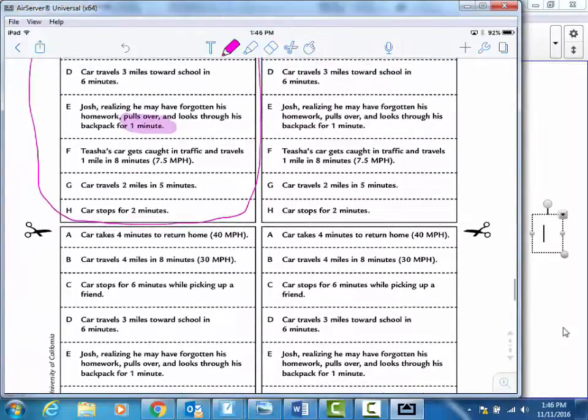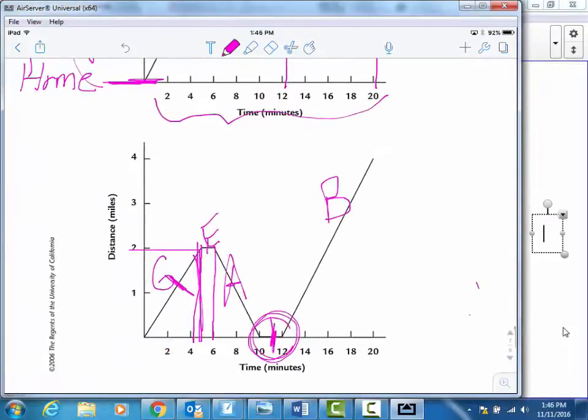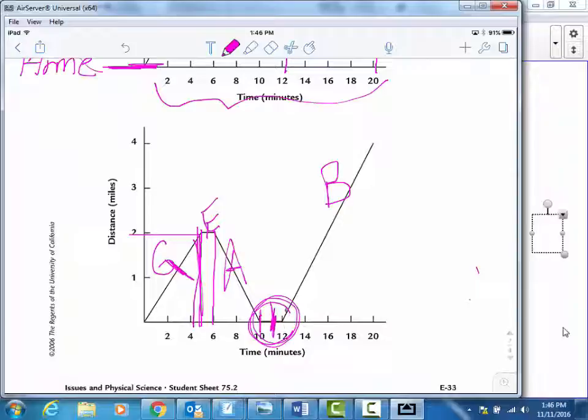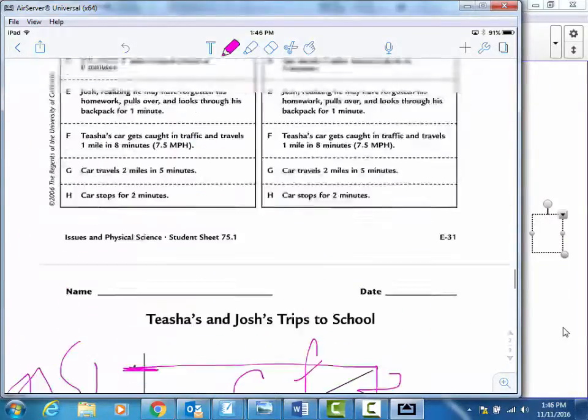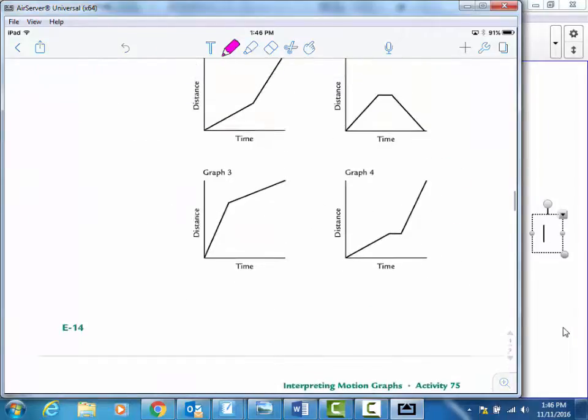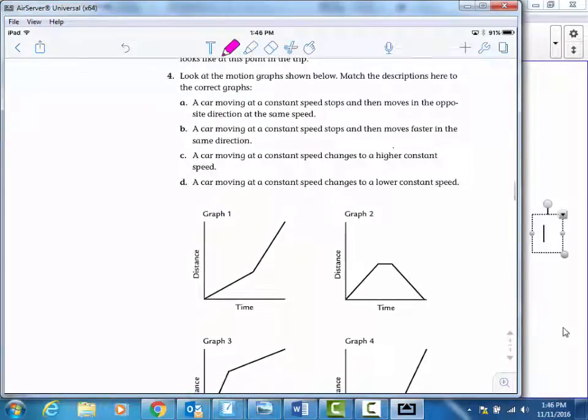So we could almost, by process of elimination, say that the last one is H. But let's look at H. Car stops for 2 minutes. Does the car stop for 2 minutes? Yeah. So that's H. Okay. Here's what you're going to do now. Take a look at the analysis question. Number 4. 4A, B, C, and D. It's going to ask you to look at the graph. Tell me which graph goes with which letter. Okay, which graph goes with which letter.